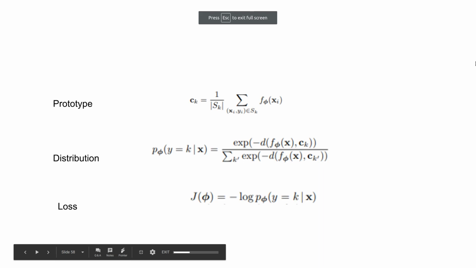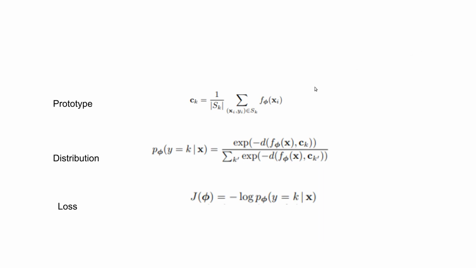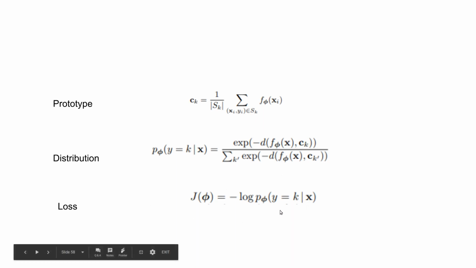So these are the equations of the model. The first one is used to find the mean of the embedded points of each class, which we call the class prototype. Then, when we try to find the label of a new example x, we embed it using the function f and find the Euclidean distance from each of these class prototypes and do softmax over them. And as the loss function we use log loss.